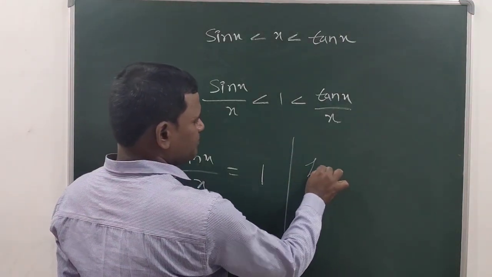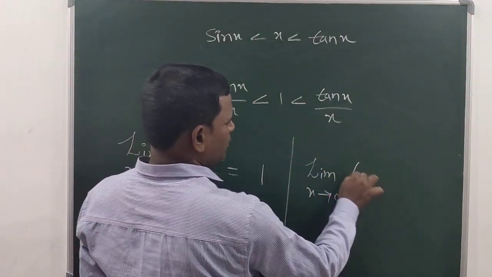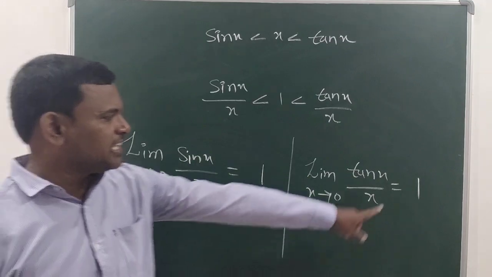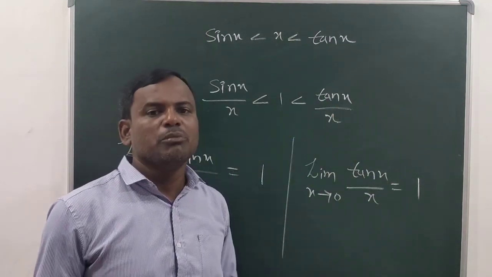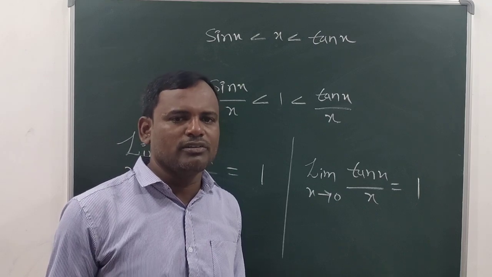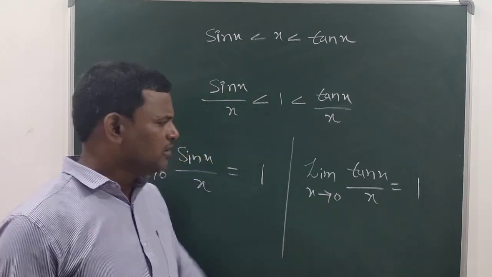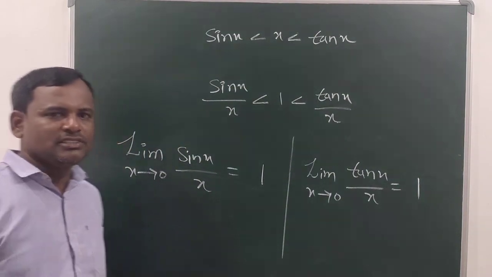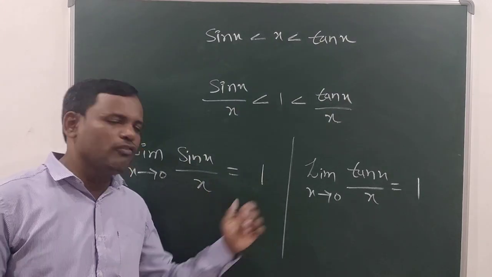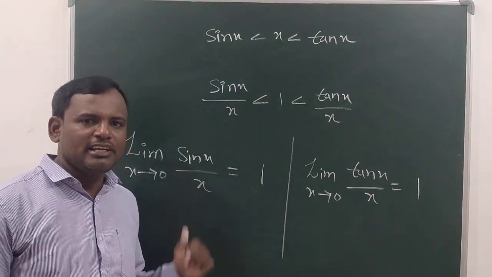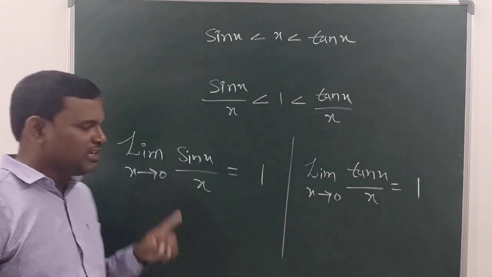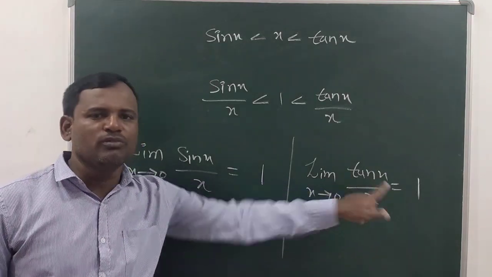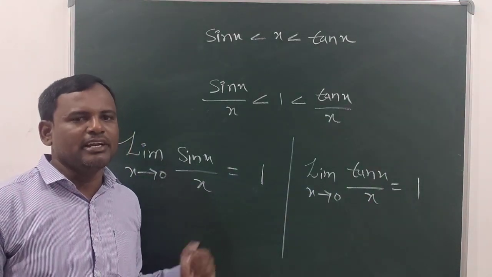Similarly, limit x approaches to 0, tan x by x equal to how much? It is also going to be 1. Is it exactly 1? No, more than 1. It may be 1.0001, very close to 1 from the right side of 1, but we write 1. These two are standard limits. Remember them like a standard formula, but here I am giving you the proof for how these formulas are generated. Limit x approaches to 0, sin x by x equal to 1. Limit x approaches to 0, tan x by x equal to 1. This is the reason behind it.